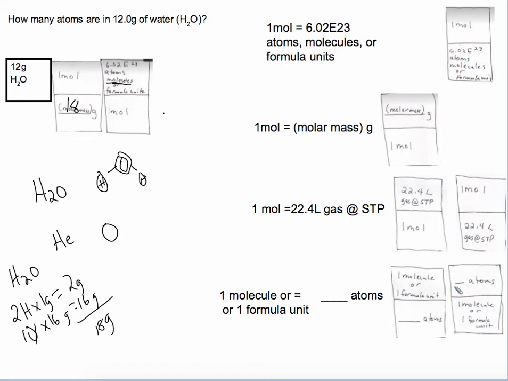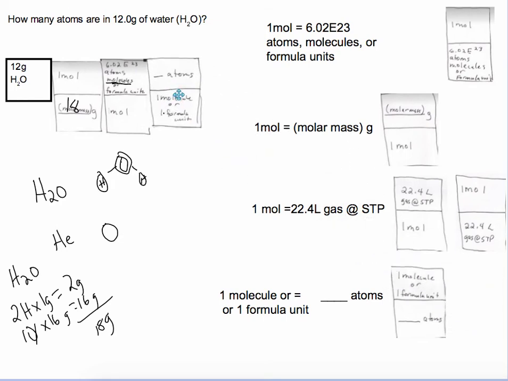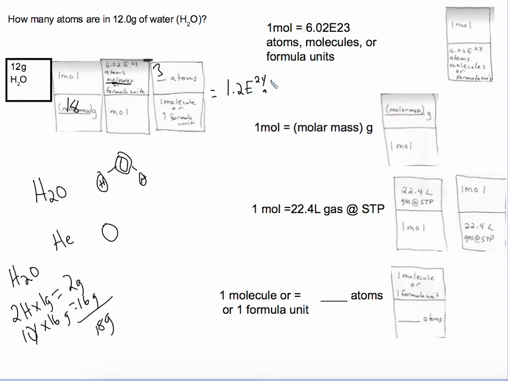Well, there's actually two, but you wouldn't use the same one back to back. You need to find one with molecule at the bottom, and that's going to be this one right here. So you would put that one right there. And then you'd say, well, in one molecule, there are 3 atoms. Then you would do the math, and that equals 1.2 e to the 24th, I think, if I looked right. E to the 24th atoms.